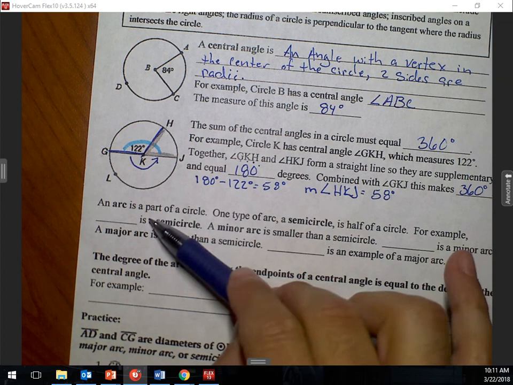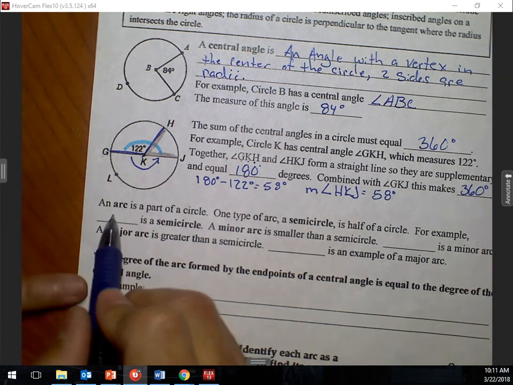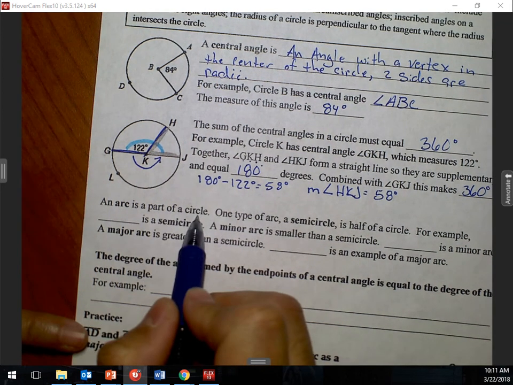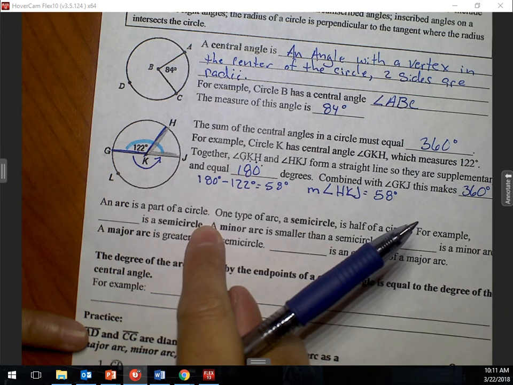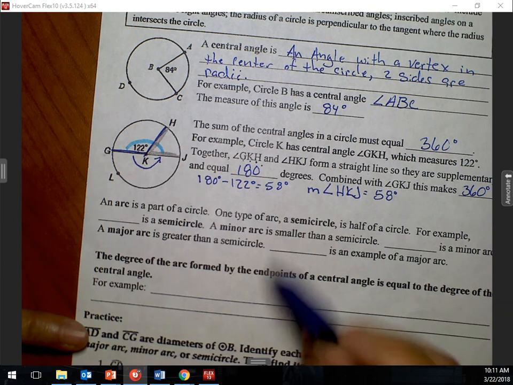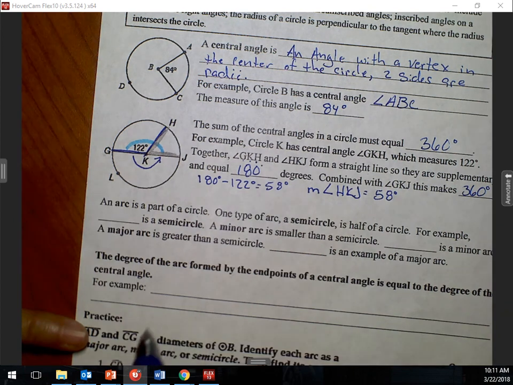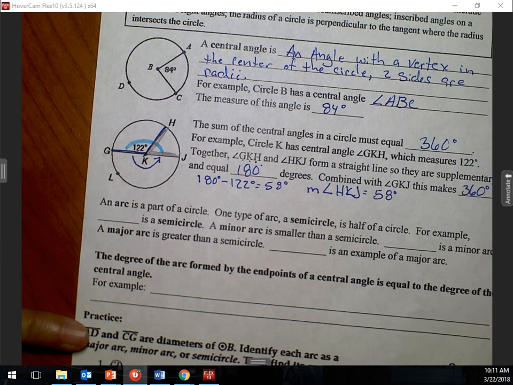Okay, so let's take a look at this next part right here. An arc is part of a circle. Yesterday when we were talking about this, what did I say the arc represented? The pizza crust. Pizza crust, very good.